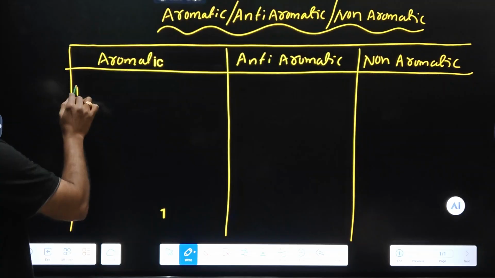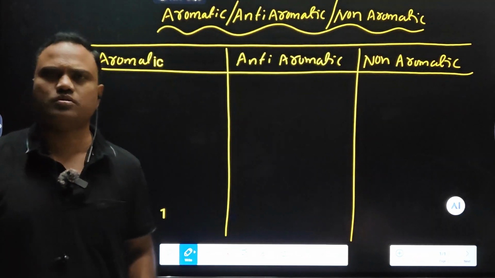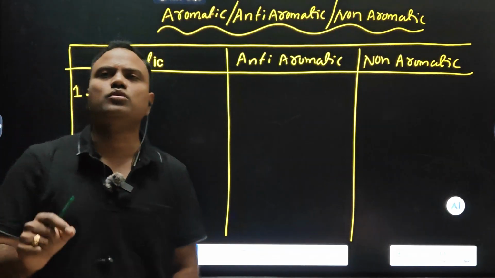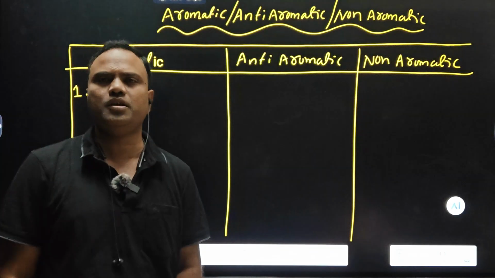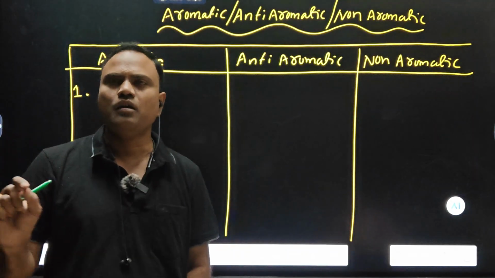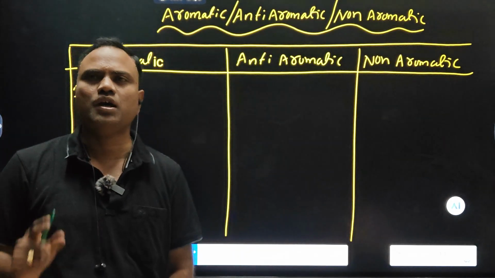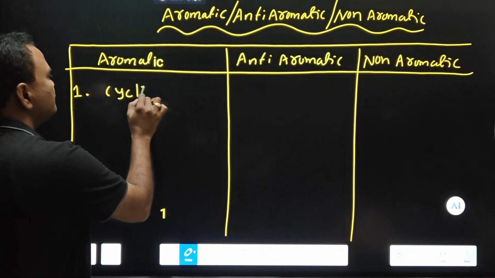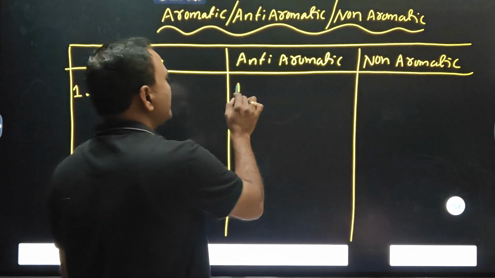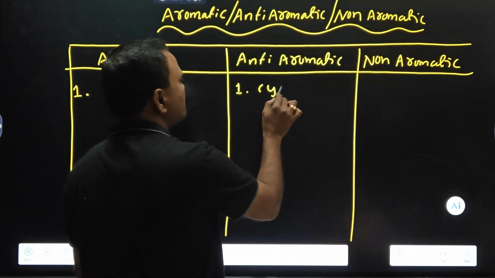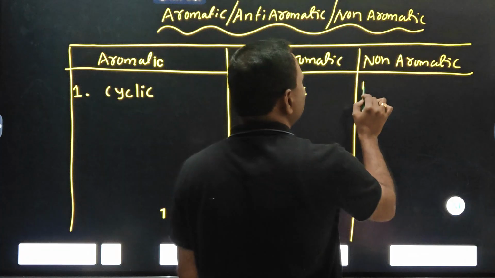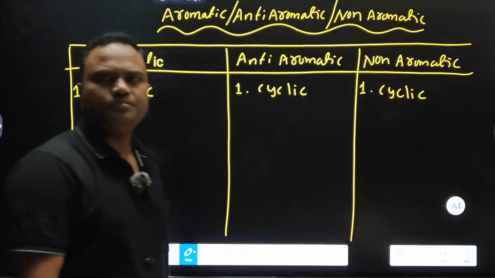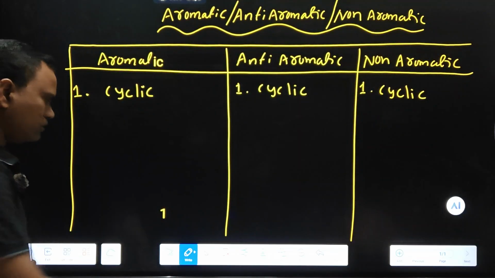First condition, or first rule, or first principle. If one compound is cyclic, then only it may be aromatic, anti-aromatic, or non-aromatic. It should be cyclic. We cannot call an open chain structure aromatic, anti-aromatic, or non-aromatic. So the first condition is that the compound should be cyclic. For anti-aromatic also the condition is the same, and for non-aromatic also: cyclic. The first condition is common for all.